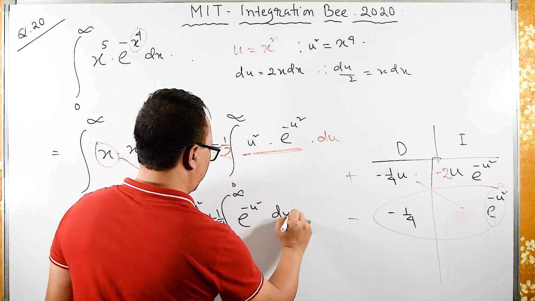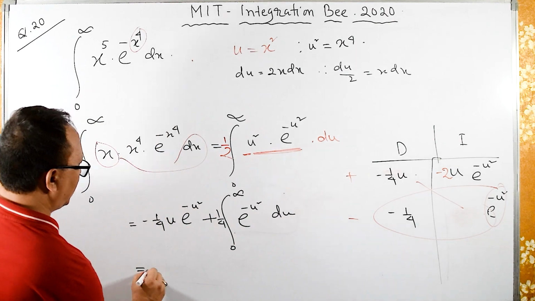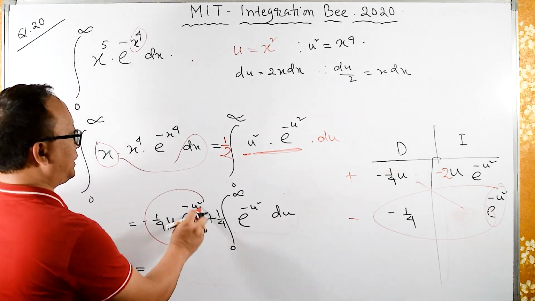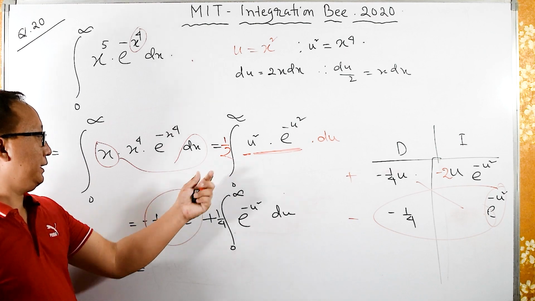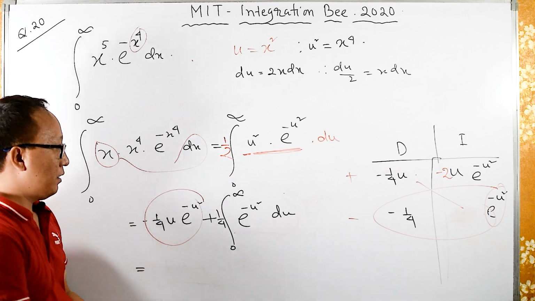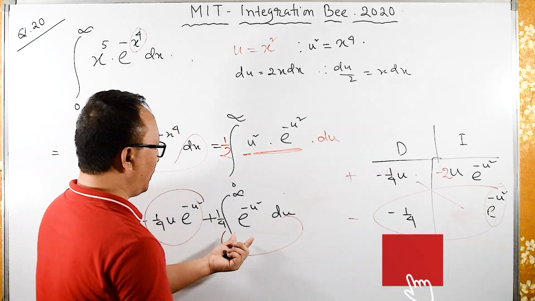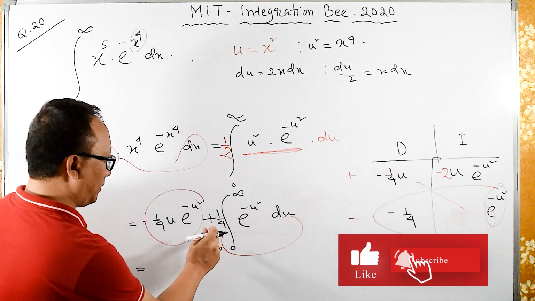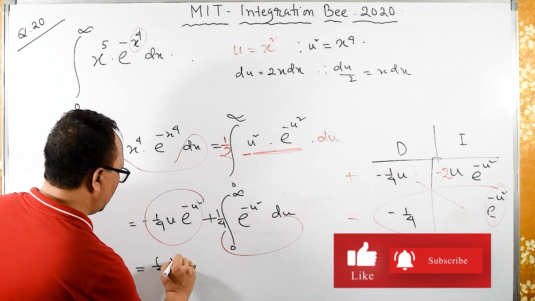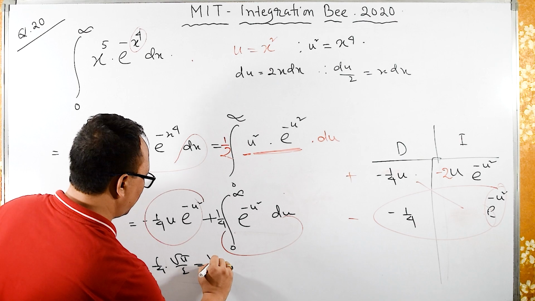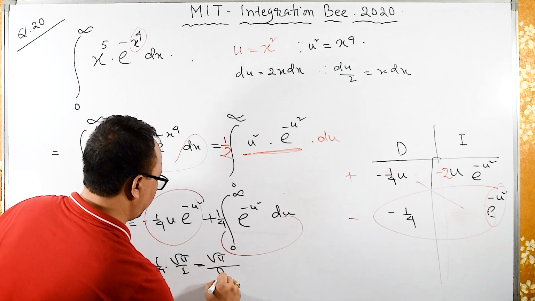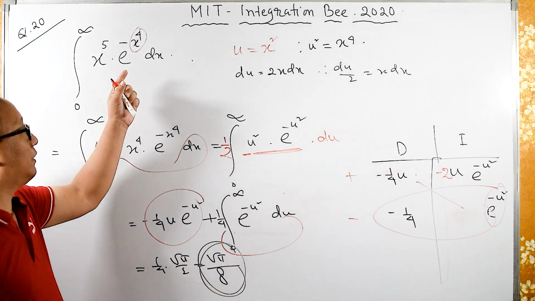So, when the limit is from 0 to infinity, this whole term becomes 0. And then what about this? This is root pi by 2. But we have 1 by 4, so 1 by 4 into root pi by 2 is root pi upon 8. This is the required answer for this.